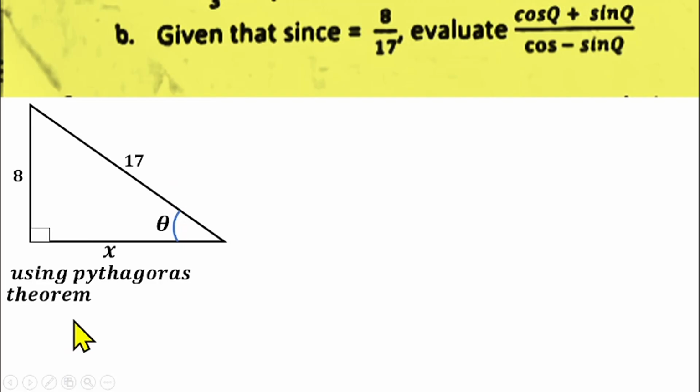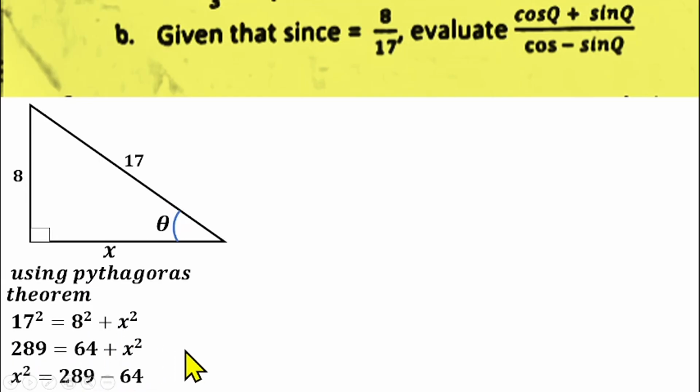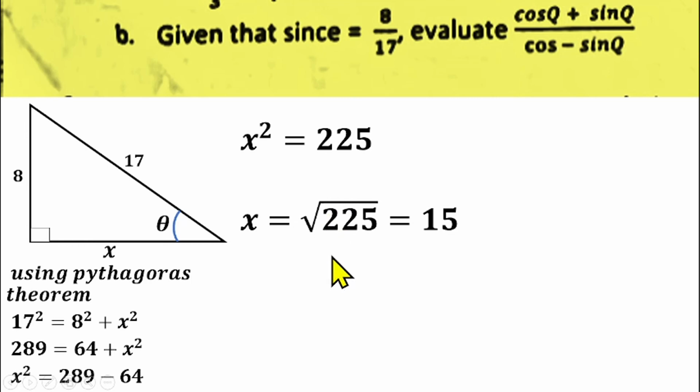You'll have 17 squared equals 8 squared plus x squared. That will be 289 equals 64 plus x squared. Collecting like terms, x squared will be 289 minus 64, which gives x squared equals 225. Then x will be the square root of 225, which is 15. Now that we know this side, we can find cos theta plus sin theta over cos theta minus sin theta.